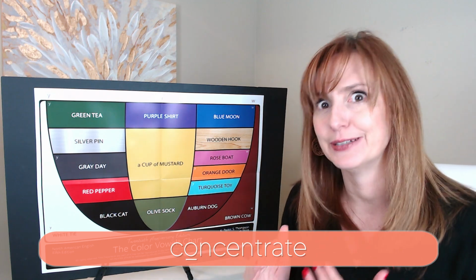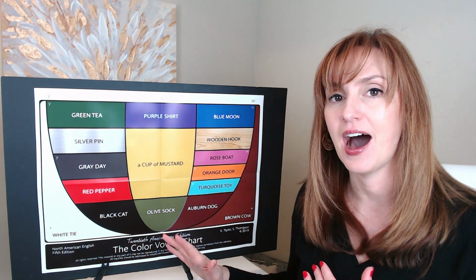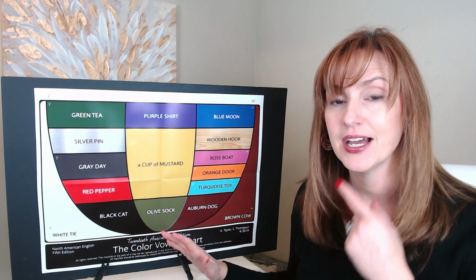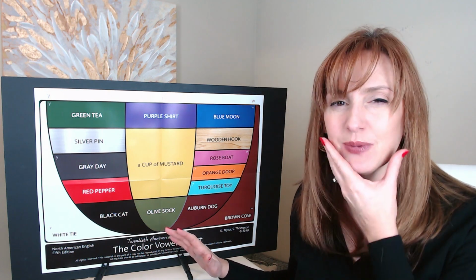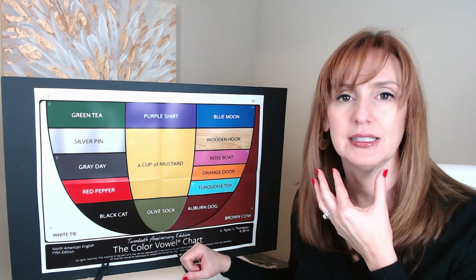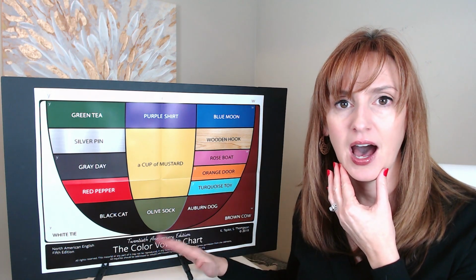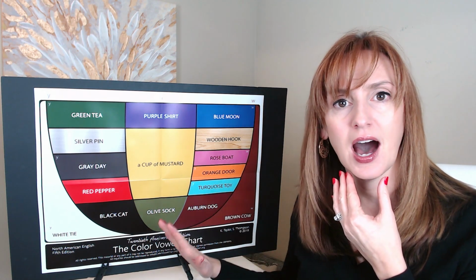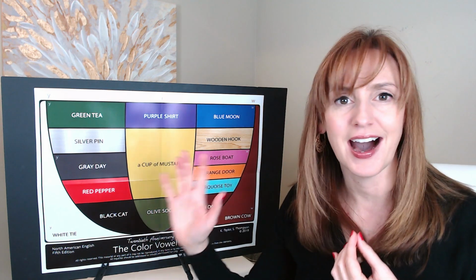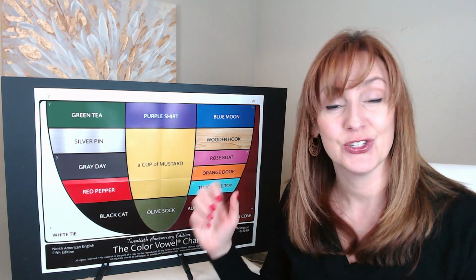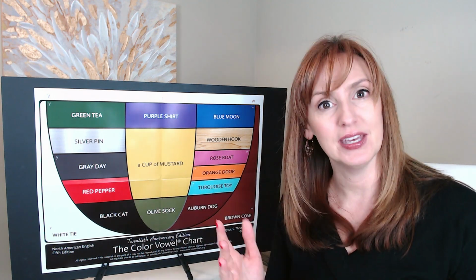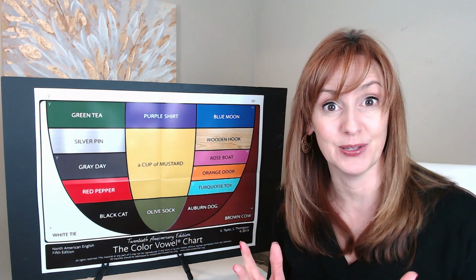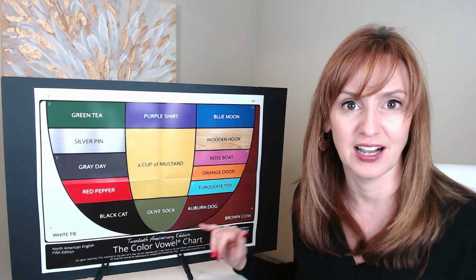This is a very American vowel sound. Ah. You'll see my chin drop down because my jaw is opening. My lips are very relaxed. Ah, olive sock. Concentrate. So when that C-O-N, that first syllable, is the stressed syllable, we're going to hear olive sock ah.